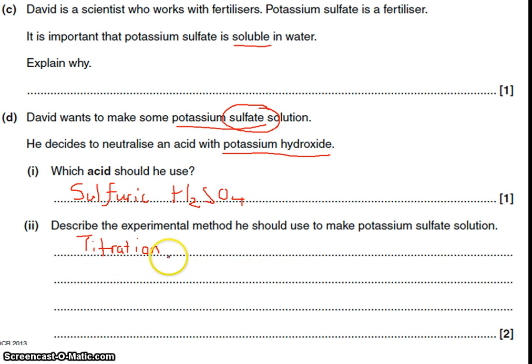So the second mark for this is that we add the alkali to the acid until it is just neutralised. We are looking for what we call the end point of the reaction. So we add an alkali to our acid until it's just been neutralised.